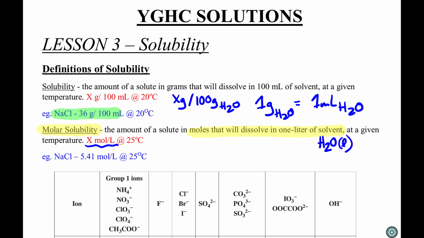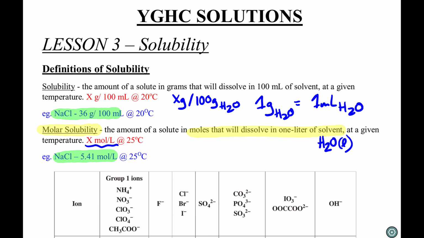Now, if I was to convert that 36 grams per 100 milliliters into moles per liter, that would be the same as 5.41 moles in every liter. Now, I'm just going to quickly discuss something we'll return to, which is, what if I added more than 36 grams to 100 grams of water, or 100 milliliters of water? The simple answer is only 36 would dissolve.